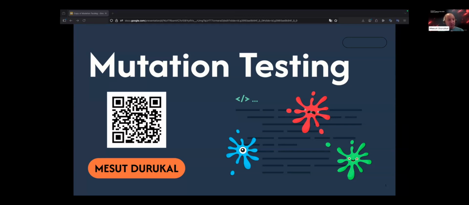And in the session, I'll talk about mutation testing because this is important for most of us doing test automation, and I'll share some details.